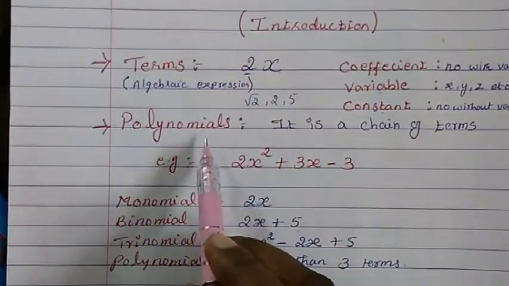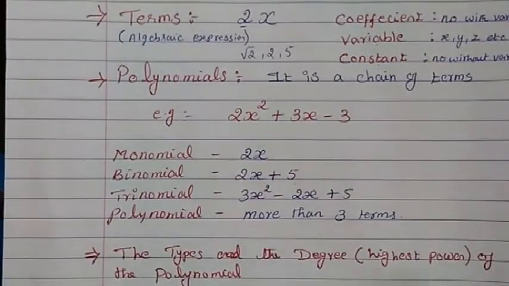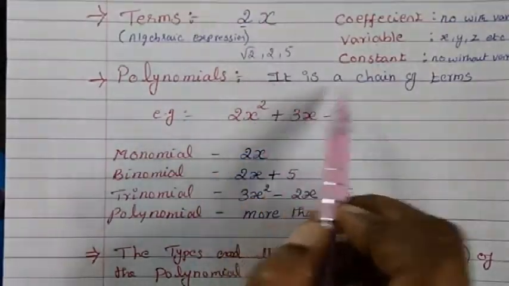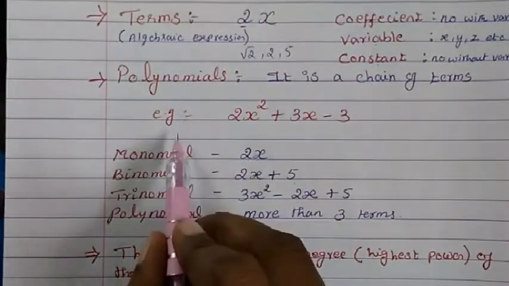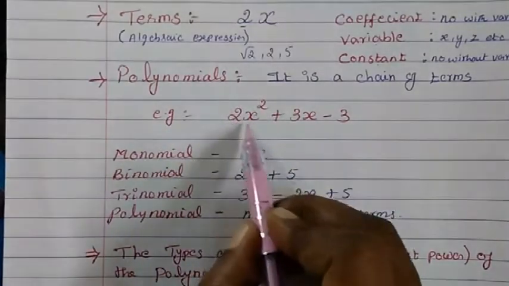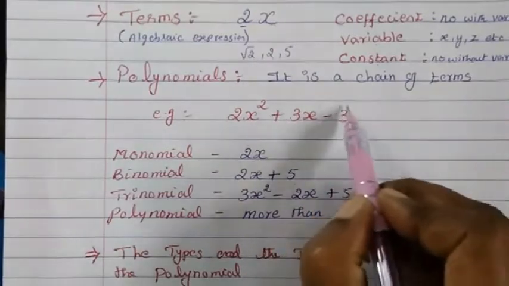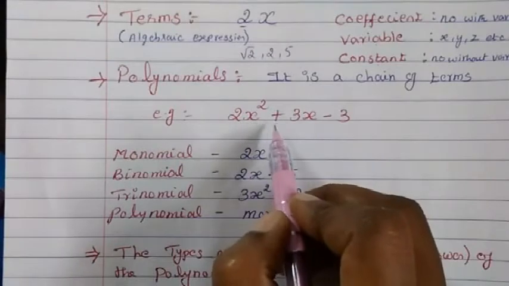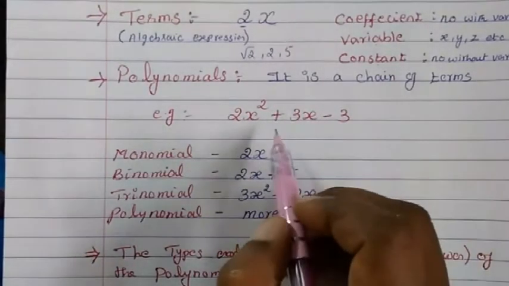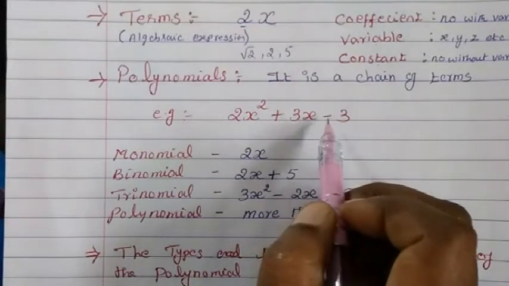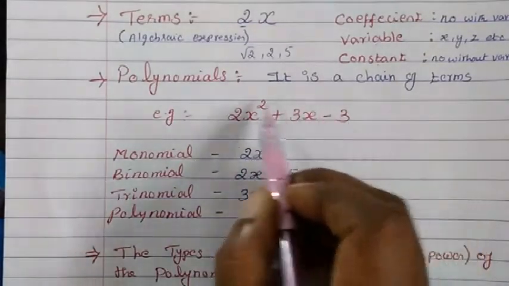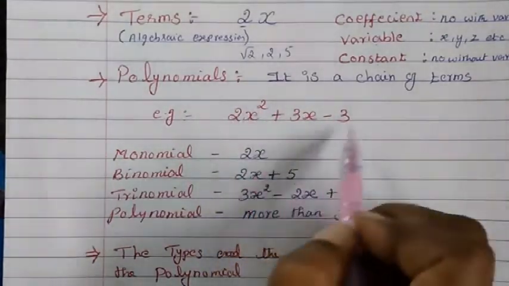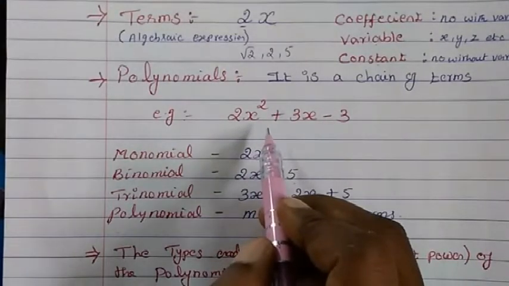Now what are polynomials? Polynomial means it is a chain of terms. So there is a chain of terms, and they are known as a polynomial. For example, here we have a chain of terms. See, this is one term, this is another term, and this is another term. These terms are separated by signs of addition and subtraction. Anytime the signs of addition and subtraction separate the terms, it is known as a polynomial. So here we have 1 term, 2 terms and 3 terms. So this is known as a polynomial.